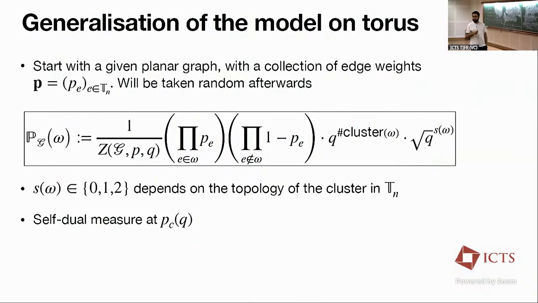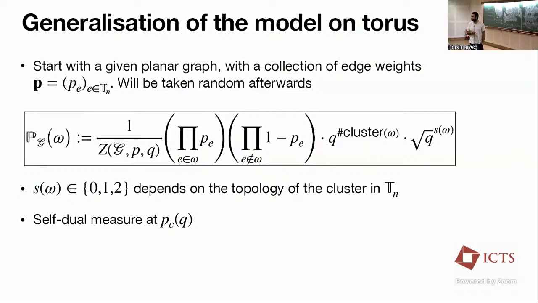Okay, now let's go into the main part of the talk. Here I rediscussed what the critical window was and what the FK percolation model was. So I can try to replay the same model in the torus. I'm now going to be on the torus of size n by n, and I'm going to take the same FK measure, but multiply it by square root of q to the number of clusters s of omega, which is basically 0, 1, or 2.